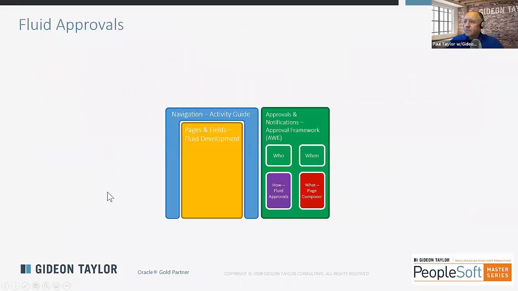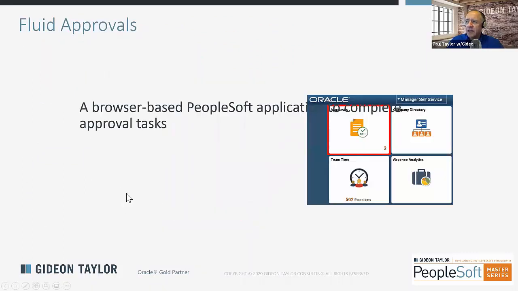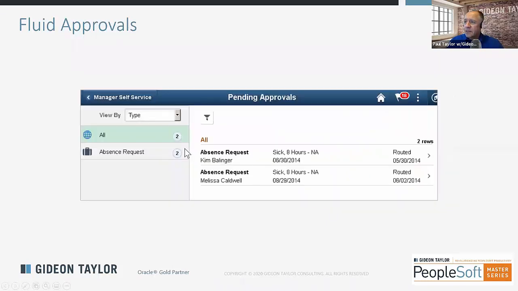Okay, so when we get to fluid approvals, it's a browser-based PeopleSoft app that lets an approver see what's on their list, and this is just straight up a good process and a good tool to use. Now it's augmented by fluid delegation in Tools 8.58. So this allows you to have a work list basically, but one that is fluid and that you can sort by type.